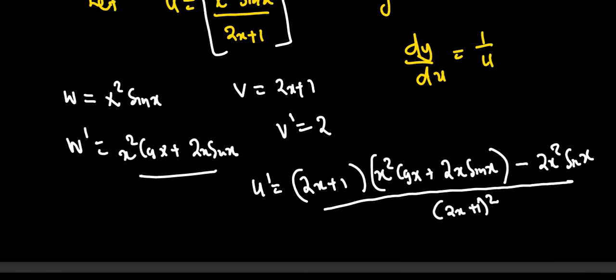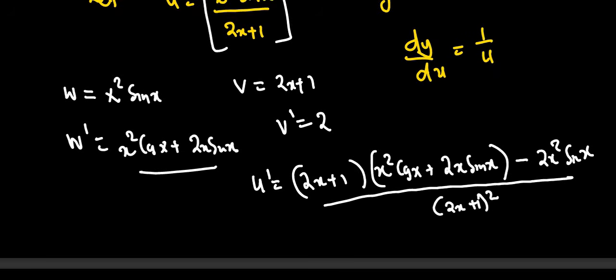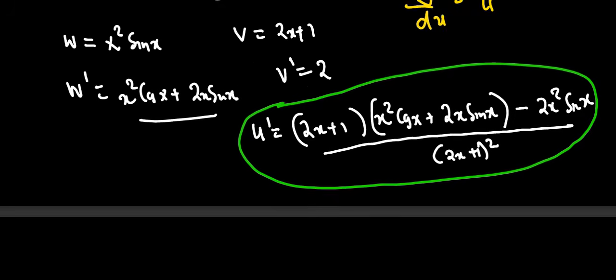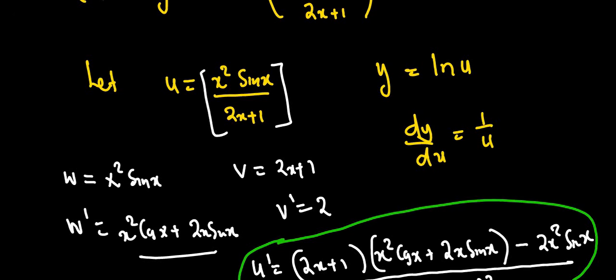So this whole expression that we've gotten here is u prime, and we're going to multiply it. That's our du/dx, the derivative here. So du/dx is simply the whole thing that we've gotten here.